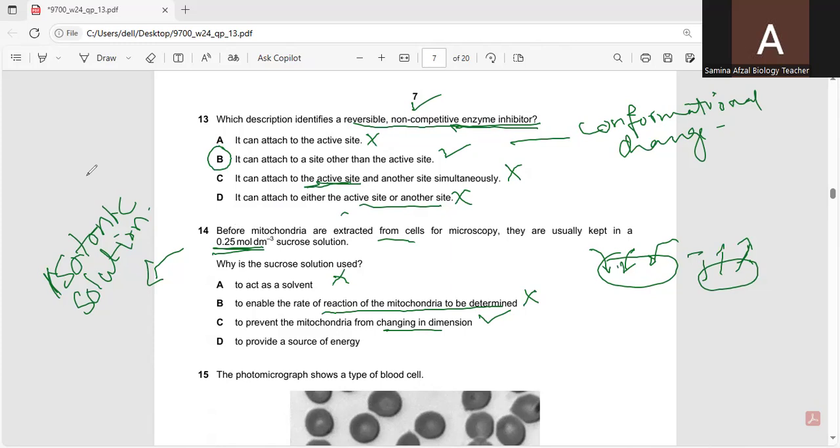Next is to provide a source of energy. While sucrose is a sugar and could theoretically be metabolized for energy, that is not stored during the extraction process for microscopy. So this is not the correct option. Only C is the correct option.